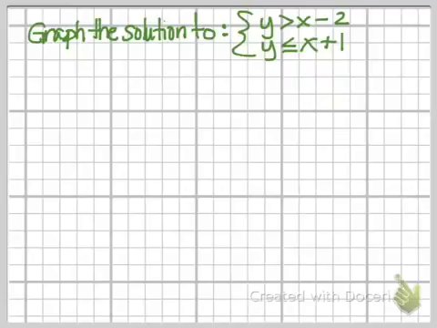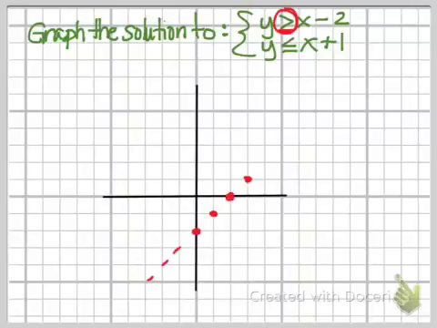Graph the solution to y is greater than x minus 2 and y is less than or equal to x plus 1. So the first thing again that we look at, I have a y-intercept of negative 2 and it's greater than, so it's going to be a dashed line. So y-intercept of negative 2. My slope is 1, so I'm going to go up 1 over 1. And again, it's going to be a dashed line.